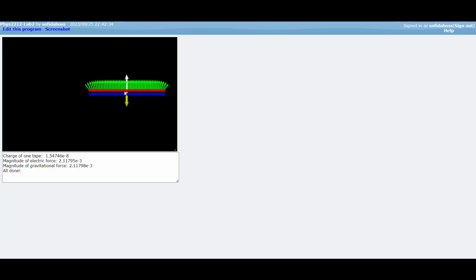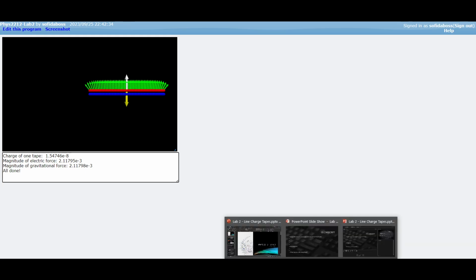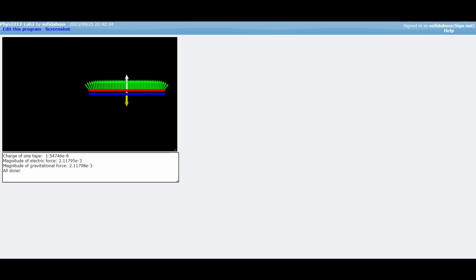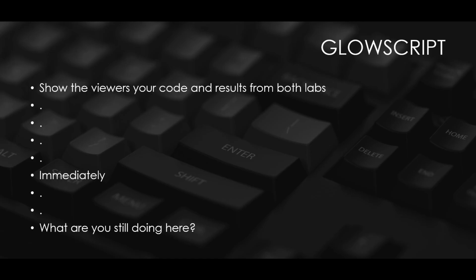So there's my 50 steps or points, two tapes, and green arrows are the electric field on each bit of the top tape from all the bottom bits, and white is the electric field, and yellow is the gravity force. Sorry, white is electric field force. And you can see right here the charge of one tape is 1.54746 times 10 to the negative 8, which is very different from our lab 1, sorry.